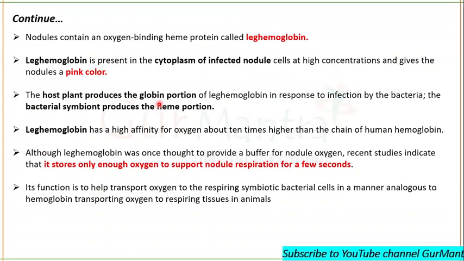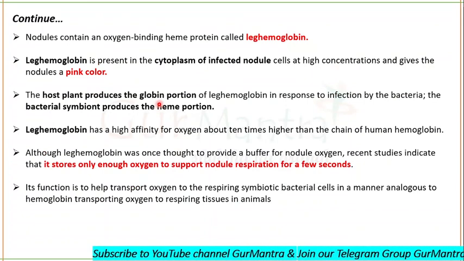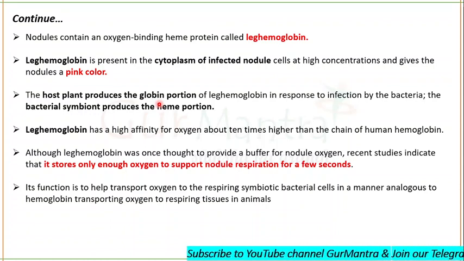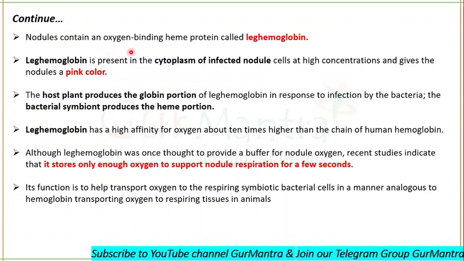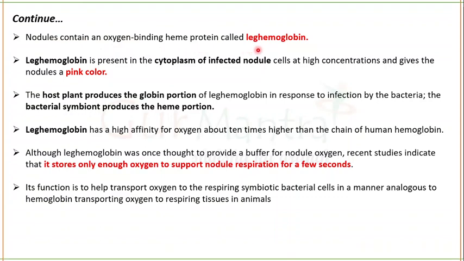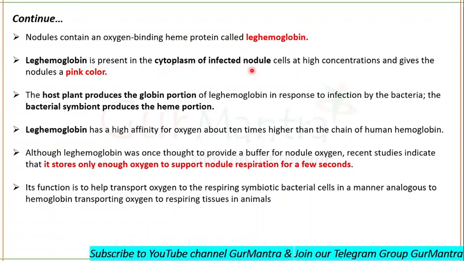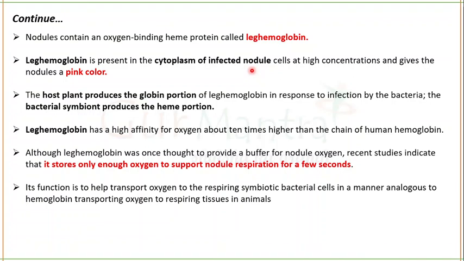So nodules are formed. Nodules are generally formed in what? They are mostly formed in leguminous plants, and in some non-legumes also. In nodules also, there will be anaerobic conditions. How? Nodules contain an oxygen binding heme protein which is known as leghemoglobin. So leghemoglobin is found in the cytoplasm of the infected nodule. Nodules are infected by the symbiont bacteria.